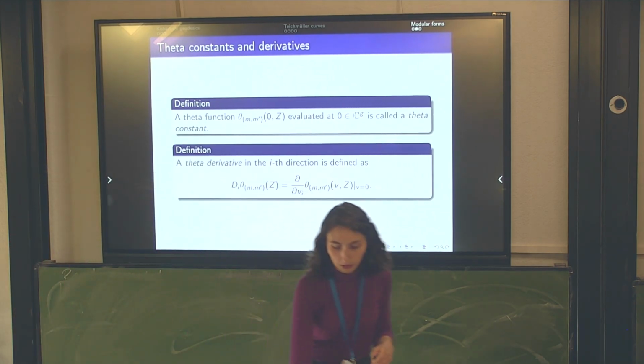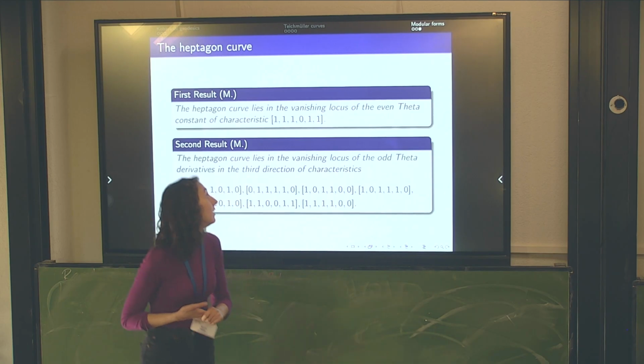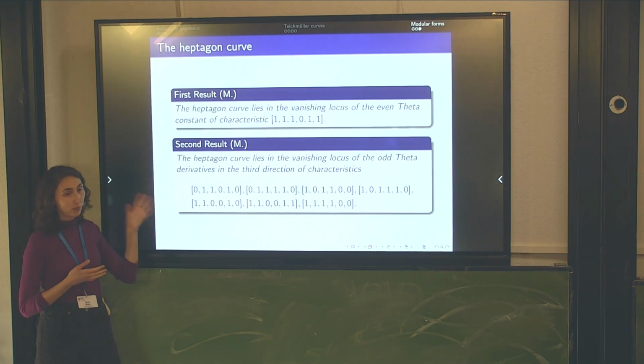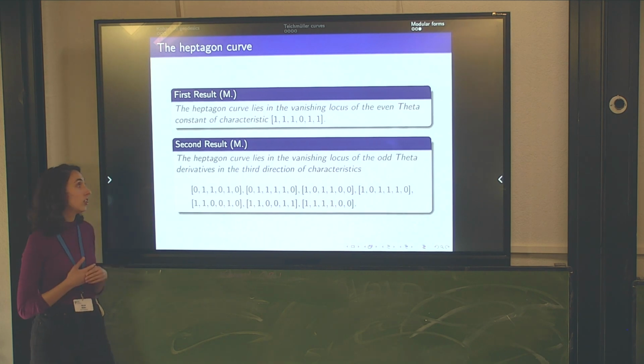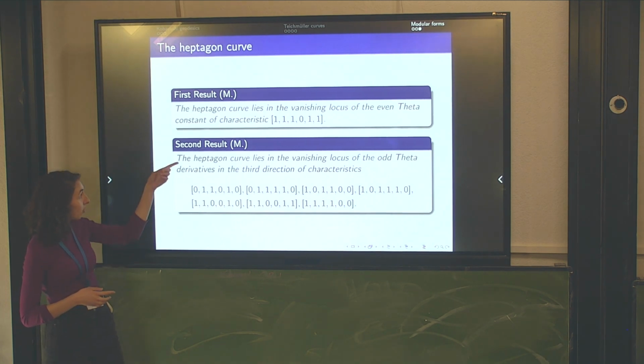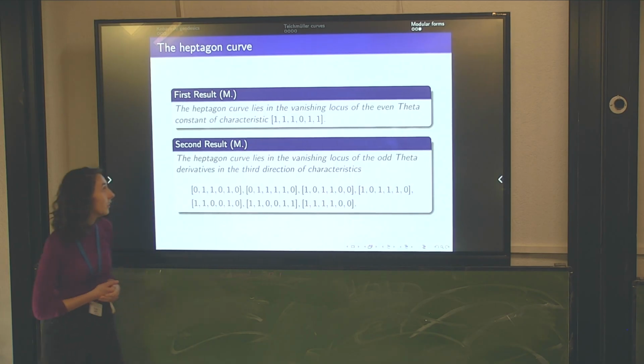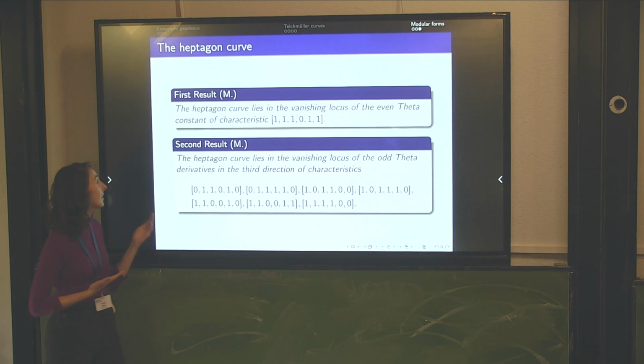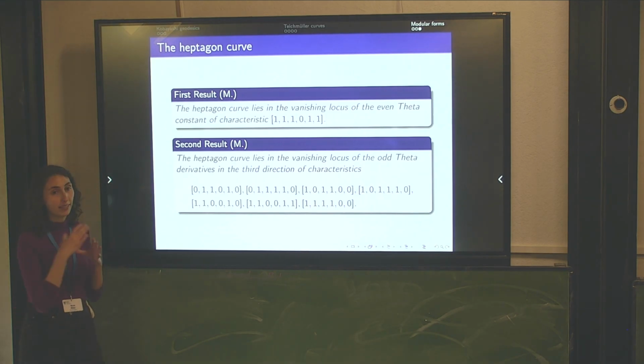And so, yeah. Now to my result. So I showed that the heptagon Teichmüller curve lies in the vanishing locus of this even theta constant with that nice characteristic, which actually is kind of coming from the fact that the heptagon curve lies in the hyperelliptic locus. So meaning there's always one even theta constant which is vanishing because it's hyperelliptic.